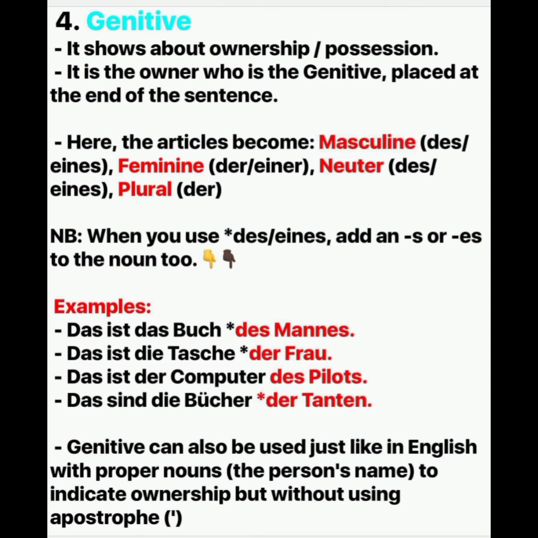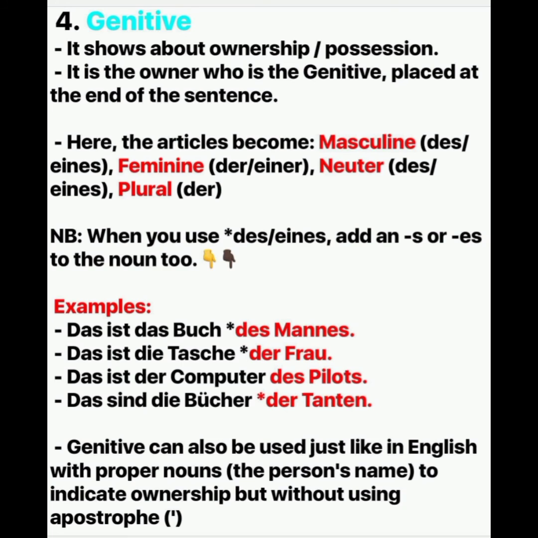Das ist die Tasche der Frau. So, that is the bag of the lady. This is the bag of the lady. You can see that from all the examples, mainly the genitive lies at the end. Masculine is des/eines, feminine is der. And then, das ist der Computer des Pilots, this is the computer of the pilot. Das sind die Bücher der Tanten, these are the books of the aunts.